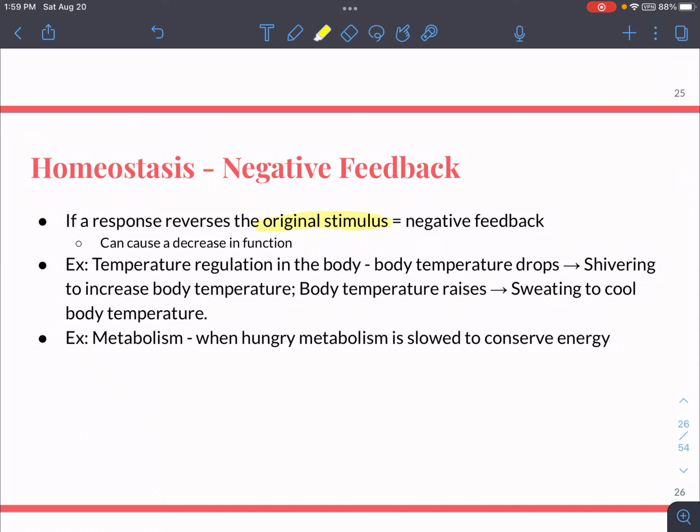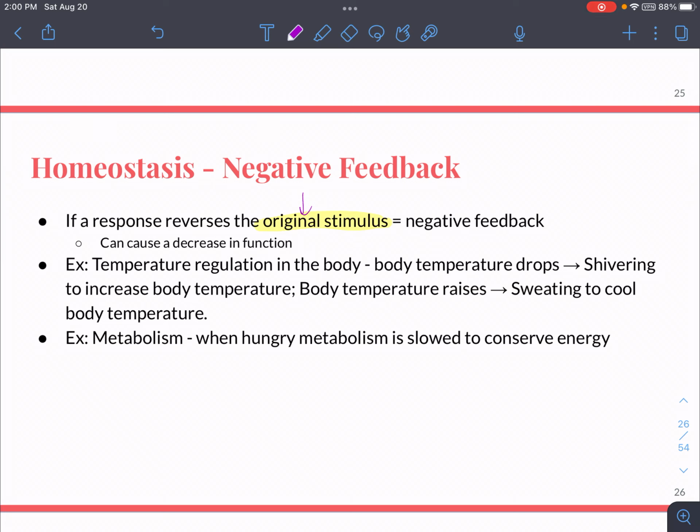So again, I've been talking about temperature for a while. Temperature regulation is a negative feedback. So the body temperature drops, shivering increases the body temperature, so you're trying to get back to its original status. Or the body temperature rises, sweating cools off the body. You're trying to get back to the original setting.